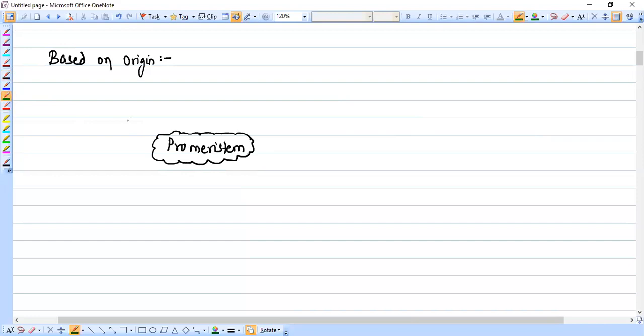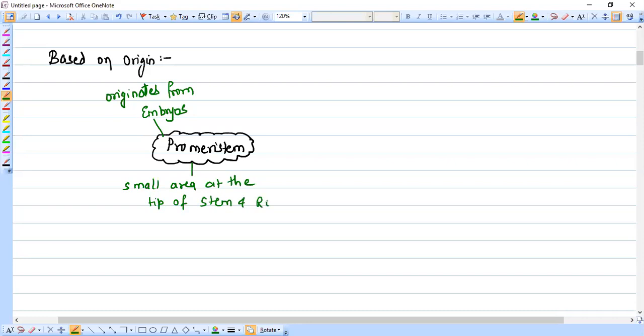So when we talk about promeristem, I can say that it originates from embryos. The promeristem, I can say it originates from embryos. These promeristem, where they are found, you can say at the tip of stem and root. So a small area basically at the tip of stem and root. So on the tip of stem and root, the meristematic tissue that you get is called promeristem.